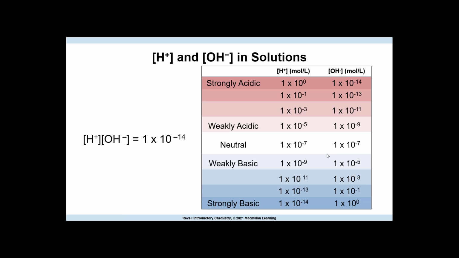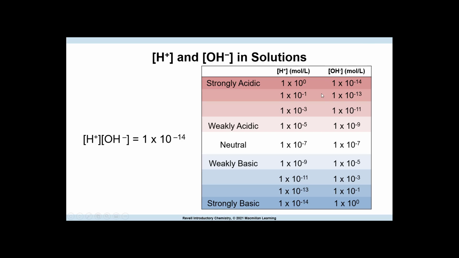This table shows the concentration of protons and hydroxide ions in solution, ranging from strongly acidic to strongly basic. Notice that the product of the concentration of protons and the concentration of hydroxide ions is always equal to 1 times 10 to the negative 14. At the neutral point, the concentration for both species is 10 to the negative 7. The concentration of protons is greater than this in acidic solutions, but less in basic solutions.